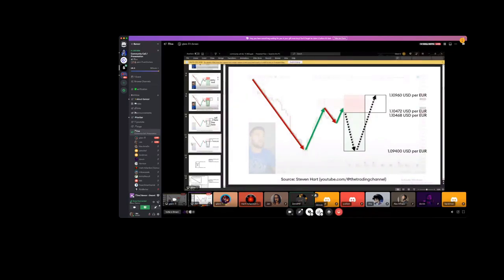Sorry, good. What I've done on this slide is add the specific price ranges, or the specific price intervals, and I've just taken these prompts directly from the TradingView screenshot. Steven doesn't say explicitly how he's going to trade this, but his intent is perfectly clear, and if you watch the video, I think you'll agree with my interpretation.